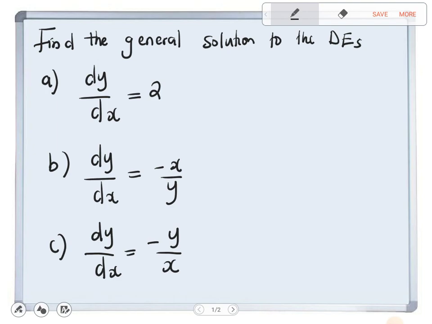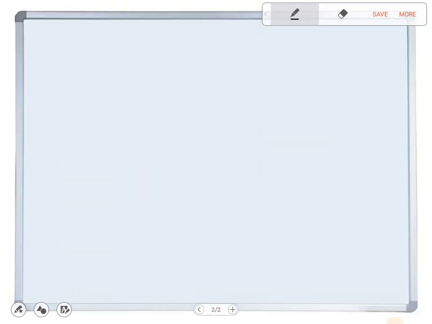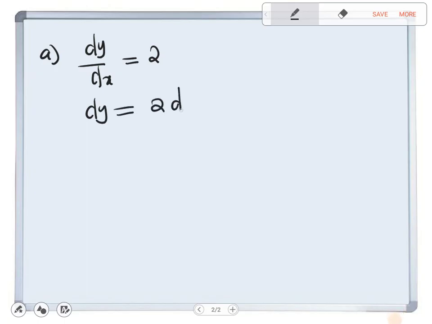So how do we work out the first one? Here's what we do. For the first one, it says dy over dx is equal to 2. First of all, we need to separate the variables. Are we together? We separate the what? The variables. So how do we do that? We can let dy be equal to 2 dx.